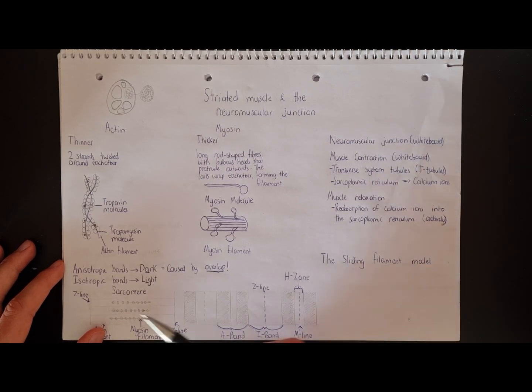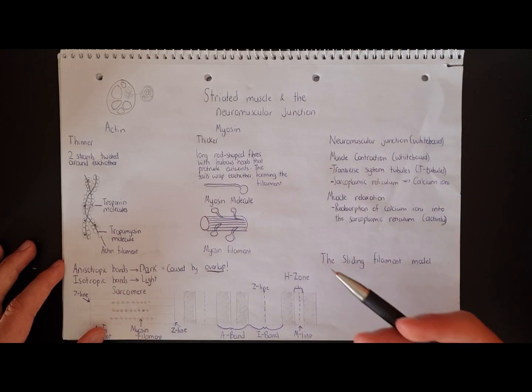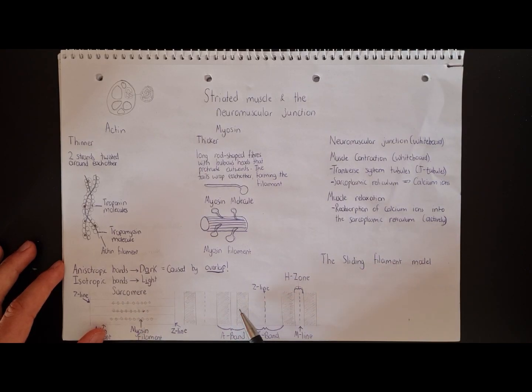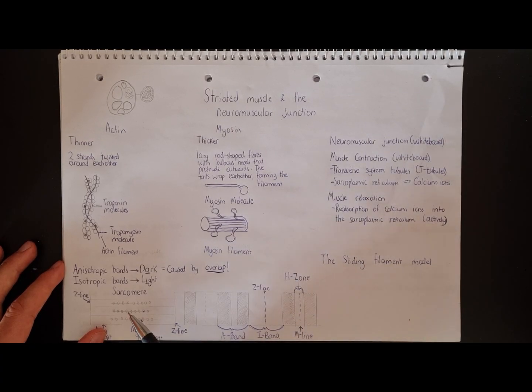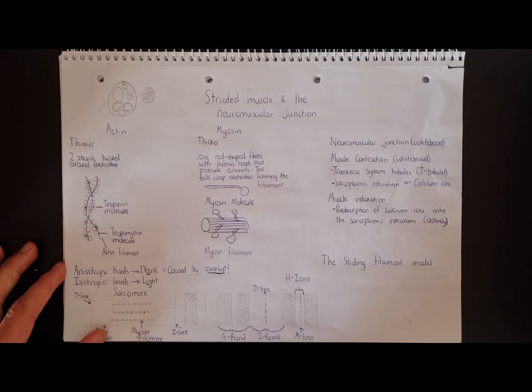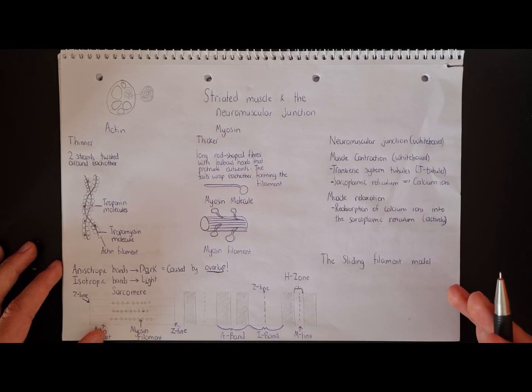So you may think that, oh, in anisotropic bands, the dark color is because of the myosin, but that's not the case. As we see here in the H zone, there is still this lighter colored region, even though there is only myosin, and that's because there is no overlapping.